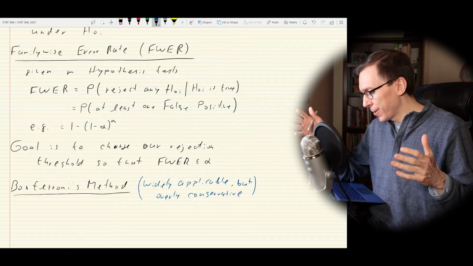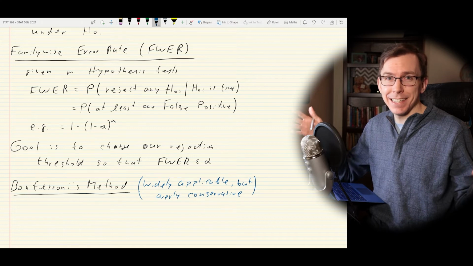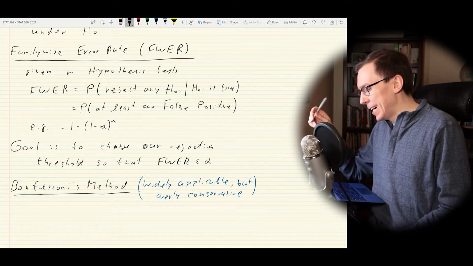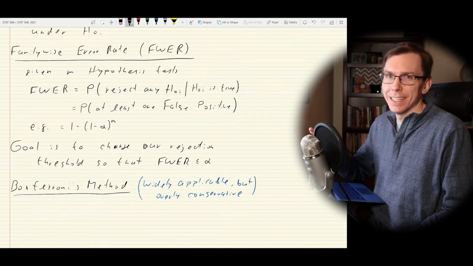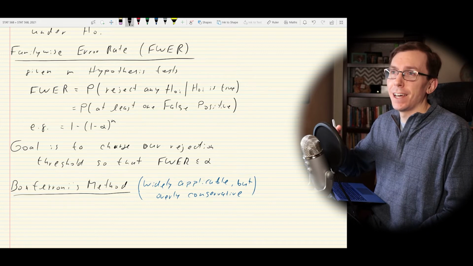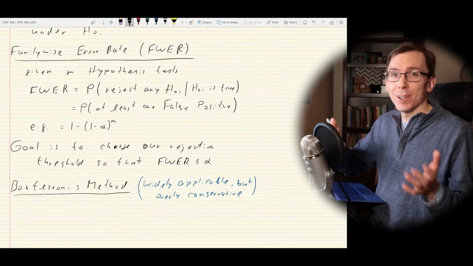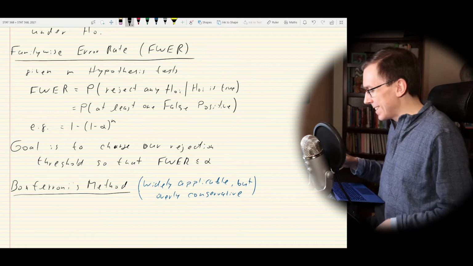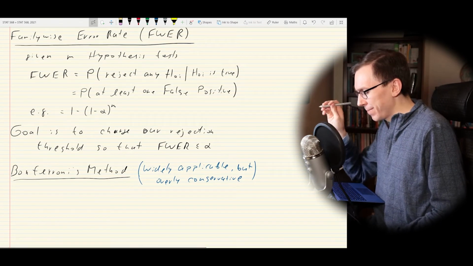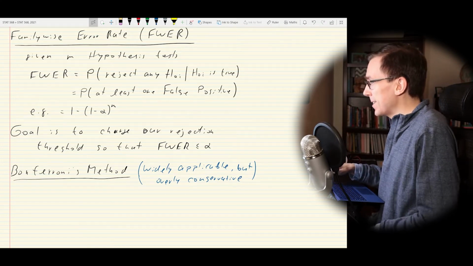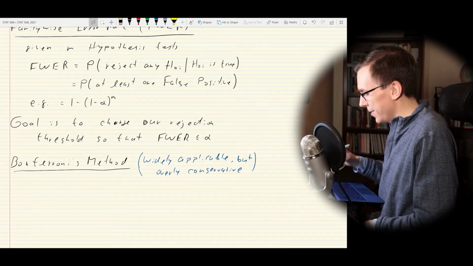But Bonferroni is great because it's like a sledgehammer. You can just hit anything with it and it'll probably do what you want it to do. But it might be a little bit overkill in the sense that it penalizes too much and you are at the risk of not a false positive now, but a false negative because you're going too intense at the multiple testing correction.